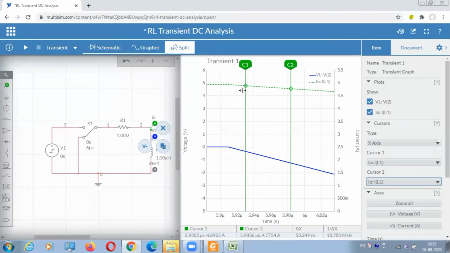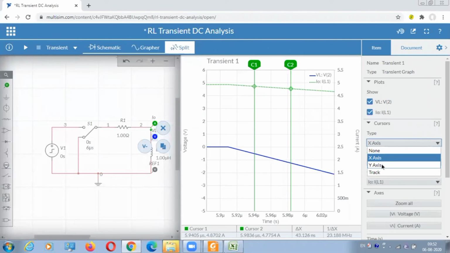Just move it with your mouse and check your cursor 1 value over here. Bringing it to 5.93, 5.94, almost approximate. 5.94, what is my value? 4.8702 ampere. Understood? If I give you an assignment on how to calculate your value at this point, this is how you should use your cursor and calculate your value. And time you can get over here. This is how you can use your cursor.